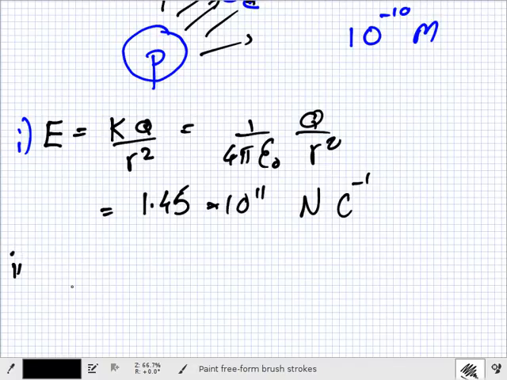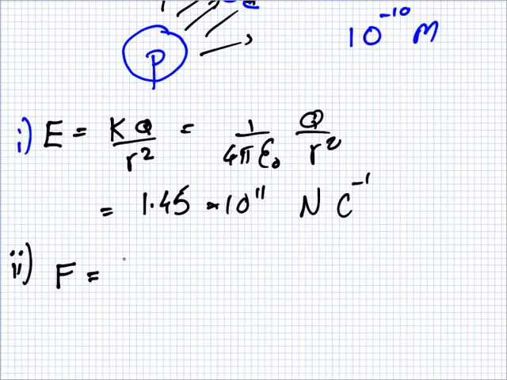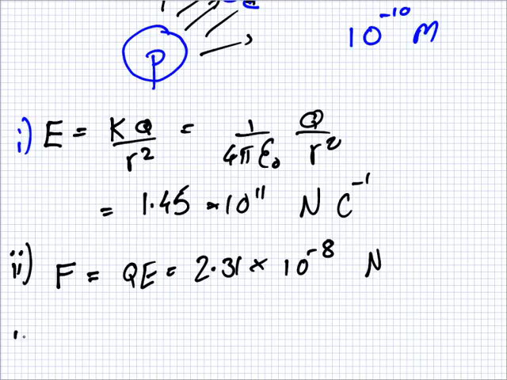Force experienced by the electron from the proton's field. Okay. So that would be F equals Q. Sorry, I haven't decided if I like big Q or small q. So if I change them, please ignore me. F equals qE, which is 2.31 times 10 to the minus 8 newtons. Okay, what's next?